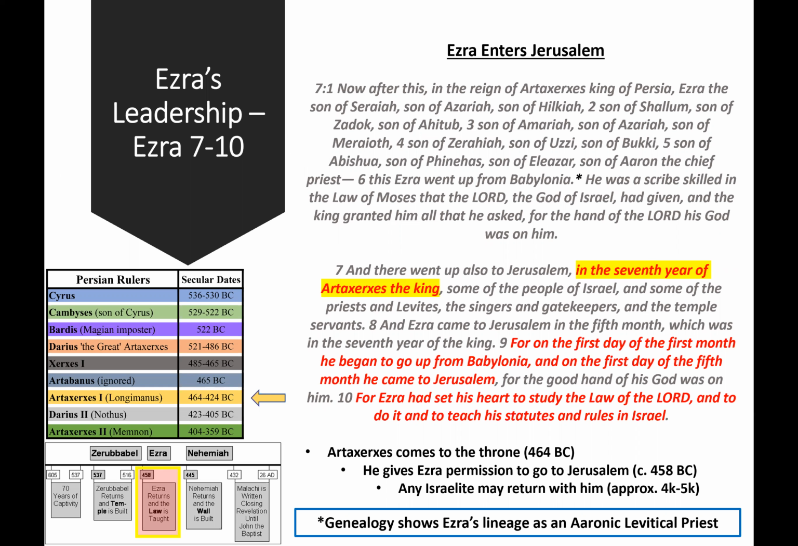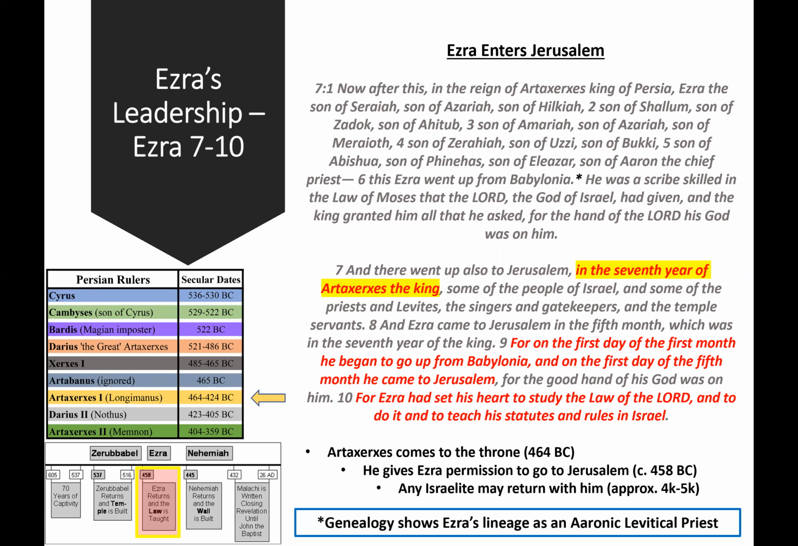Chapter 7. Now after this, in the reign of Artaxerxes, king of Persia, Ezra, the son of Sariah, son of Azariah, son of Hilkiah, son of Shallum, son of Zadok, son of Ahitub, son of Amariah, son of Azariah, son of Merioth, son of Zerahiah, son of Uzi, son of Buki, son of Abishua, son of Phinehas, son of Eleazar, son of Aaron, the chief priest. This Ezra went up from Babylonia.